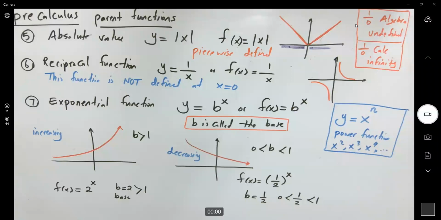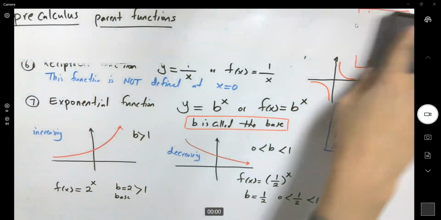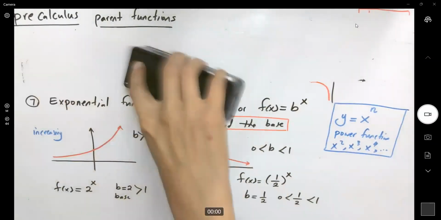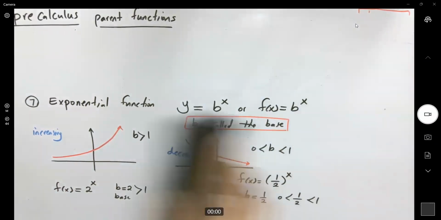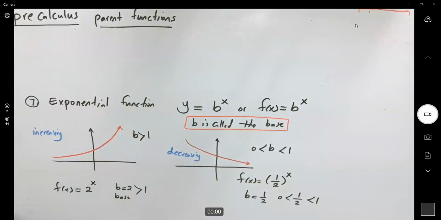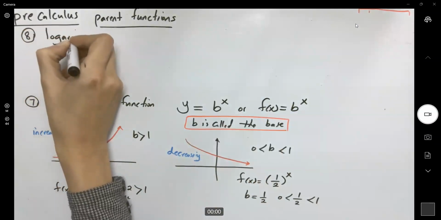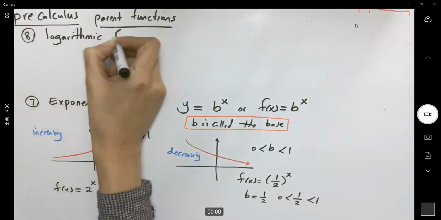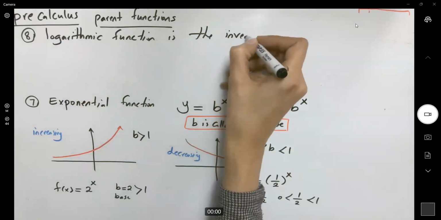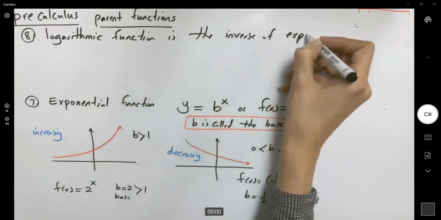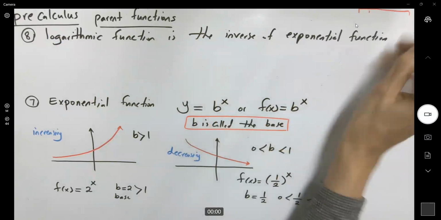The next parent function that we're going to talk about is actually the inverse of the exponential function. We call it logarithmic function. So the inverse of exponential function defines logarithmic function. We're going to talk about it in more detail, but know for now that logarithmic function is the inverse of exponential function. We define it this way.